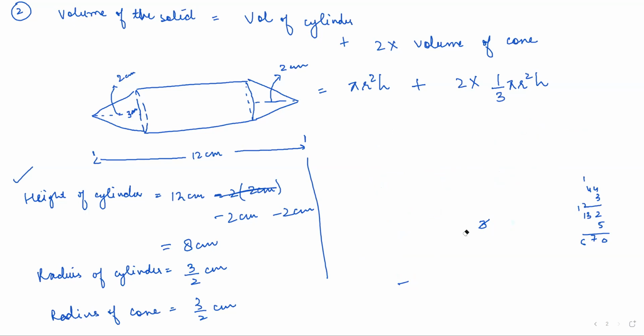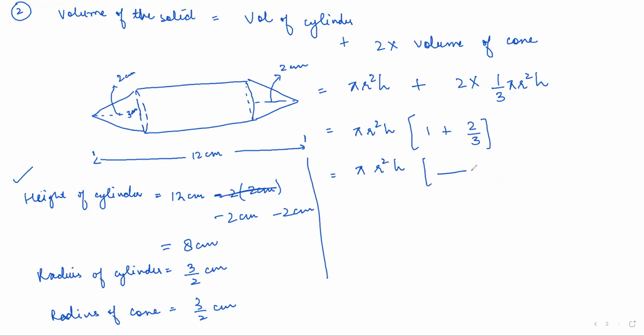Let us put the value of pi in the last. Let's see what do I get. So is this okay, right? So pi r square h I can take common. So I have 1 plus 2 by 3 only, right? So pi r square h and then I take LCM 3. So that is 3 plus 2. So I have pi r square h into 5 by 3. I think this is right.